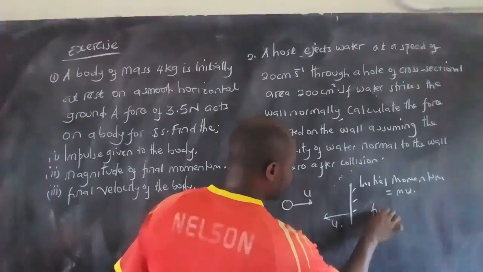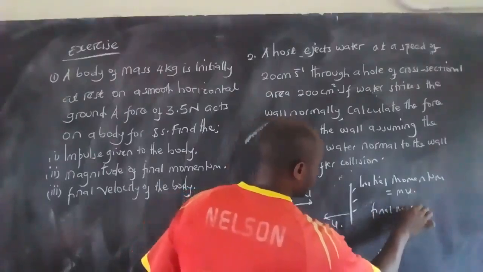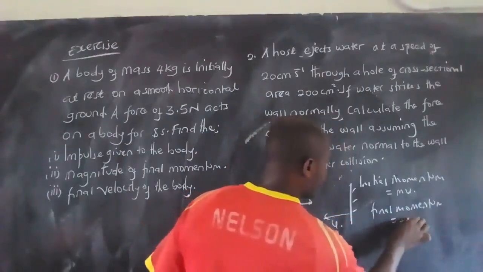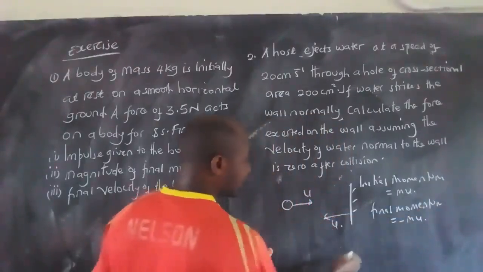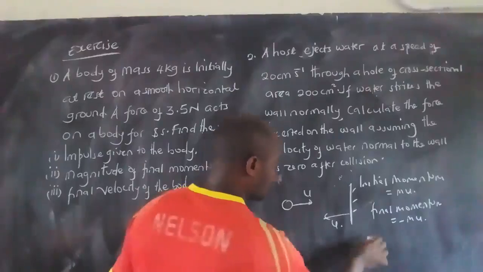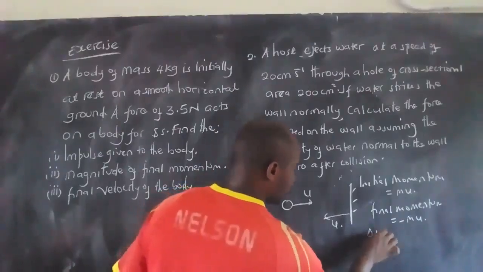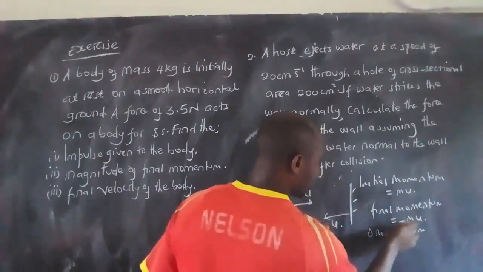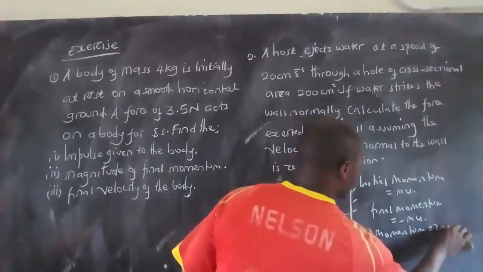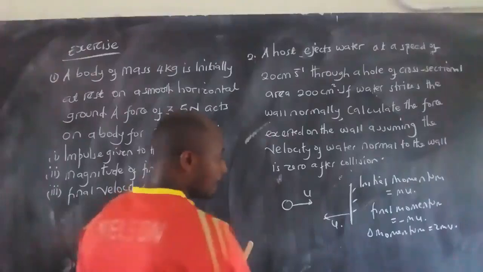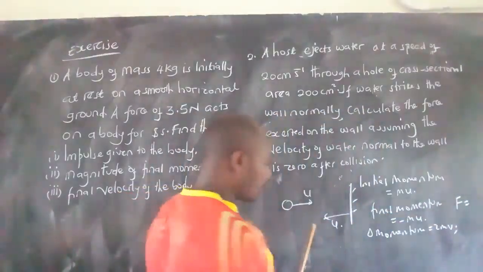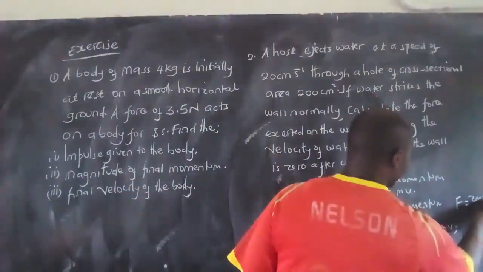Mu. Then the final momentum will be equal to negative of m what? Mu. So the change, this minus this. So the change in momentum will become what? This minus this, which becomes 2mu. So that's a change in momentum, meaning that the force will become what now? The force, change in momentum, that is 2mu divided by what?